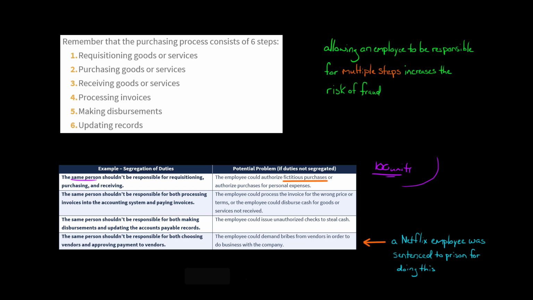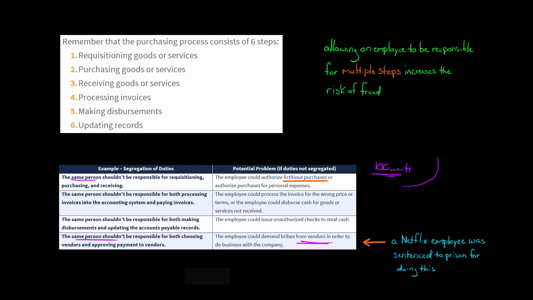Another example of segregation of duties is not allowing the same person to choose the vendors and approve payment to the vendors. There was actually an example you might have seen in the news not too long before this video was recorded, of a Netflix employee. If you Google it, there was a Netflix employee who was sentenced to prison for taking bribes from vendors in order to give them business with Netflix.